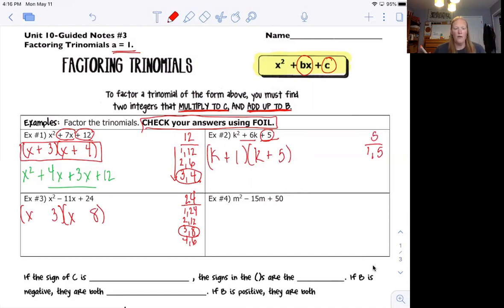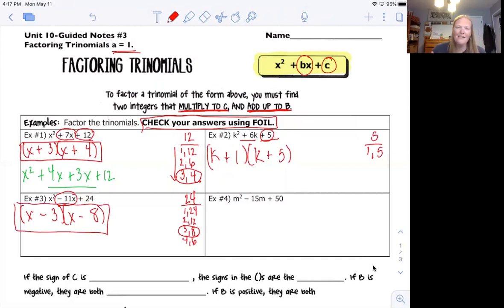Again, I need a positive 24, which means my signs have to be the same, because two numbers multiplied together to make a positive have to be the same. But this time I need a negative 11. So a negative 3 plus a negative 8 makes a negative 11, and a negative 3 times a negative 8 makes a positive 24. So there's my answer.